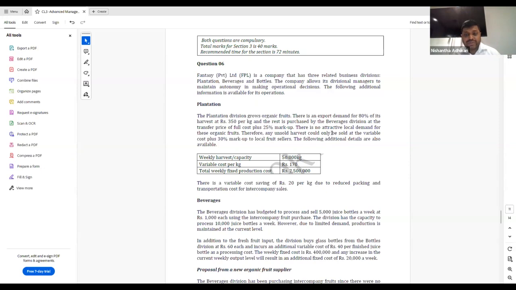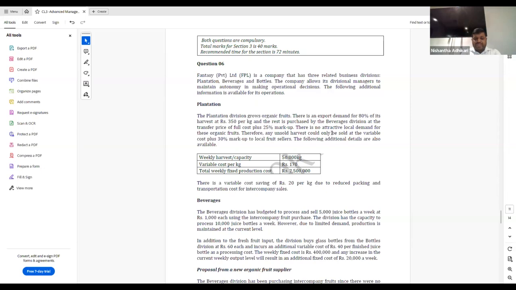Weekly harvest capacity 50,000 kilogram. Variable cost per kilogram 170. Total weekly fixed production cost 2.5 million. Whether you produce or not, you have to pay that. There is a variable cost saving of 20 rupees per kilogram due to reduced packing and transportation cost for intercompany sales. All right, okay.